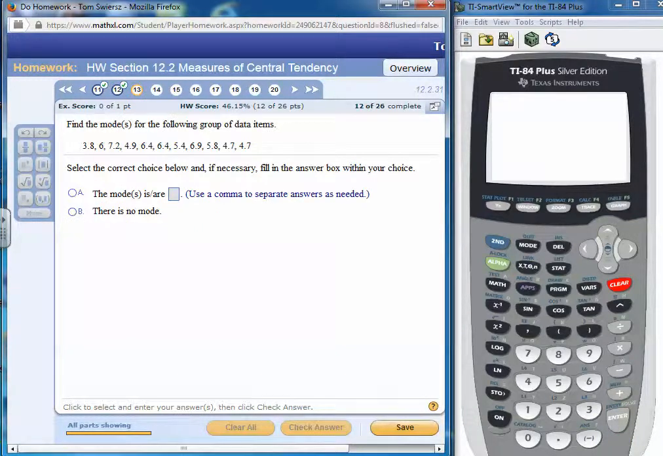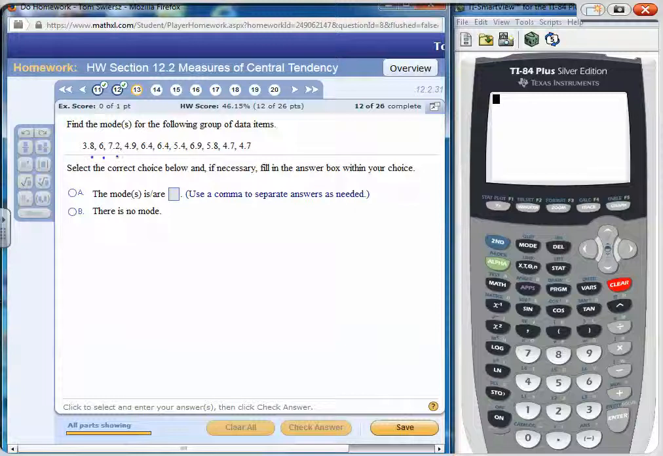Okay, find the mode for the following group of data items. Again, now be careful, it's decimals. So we've got 3.8, 6, 7.2, 4.9, so on. Now it appears 6.4 occurs twice. We also have 4.7 occurs twice. And it looks like everything else only occurs once.